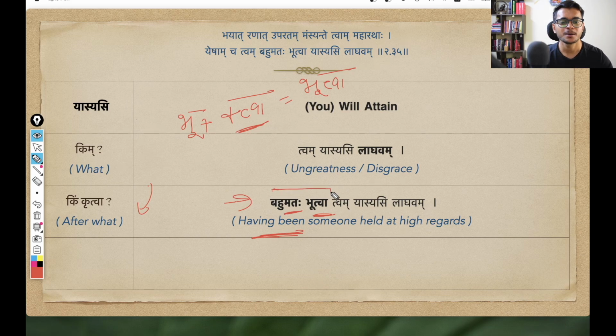See, with this comparison, Krishna is trying to make apparent this comparison in front of Arjuna: bhutva bahumataha, having been someone who was held in high regard, having received high honors, high praises, and respect of the society before. But now, tvam yasyasi laghavam. But now you will attain to ungreatness, to disgrace. So he is making this comparison stark in front of Arjuna, that you have always been so much respected in the society, but this act of yours will be seen as cowardice, and so you will attain to laghava, to ungreatness.